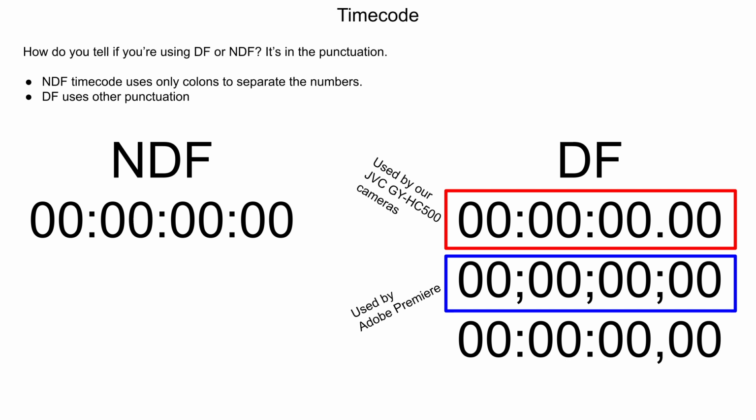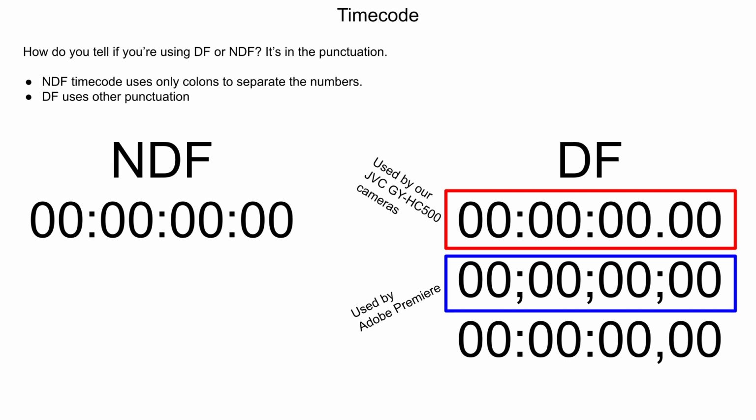So if you're using my JVC cameras, that's what you'll see on the display. The center one happens to be the way Adobe does it. So if you're working in Adobe Premiere or any of the other Adobe products, you'll see semicolons replace the colons when you're using drop frame timecode. The bottom one is from a Sony camera, where they just replace the last colon with a comma. If you see a mark of punctuation that's not a colon, you're dealing with drop frame timecode.